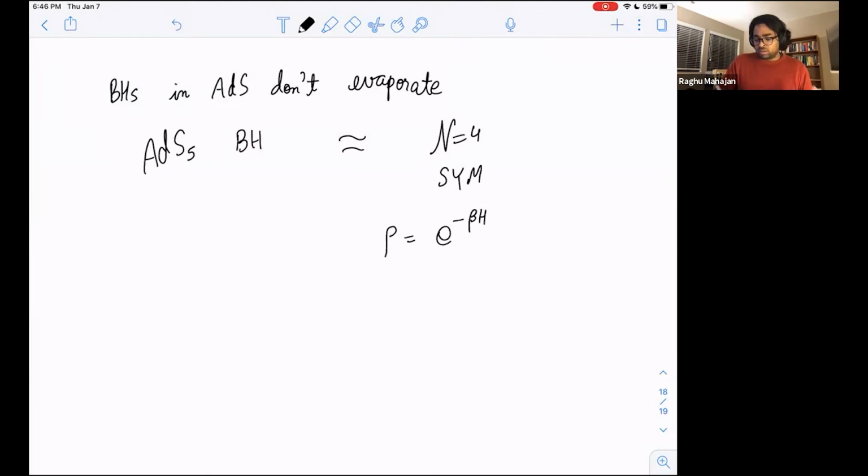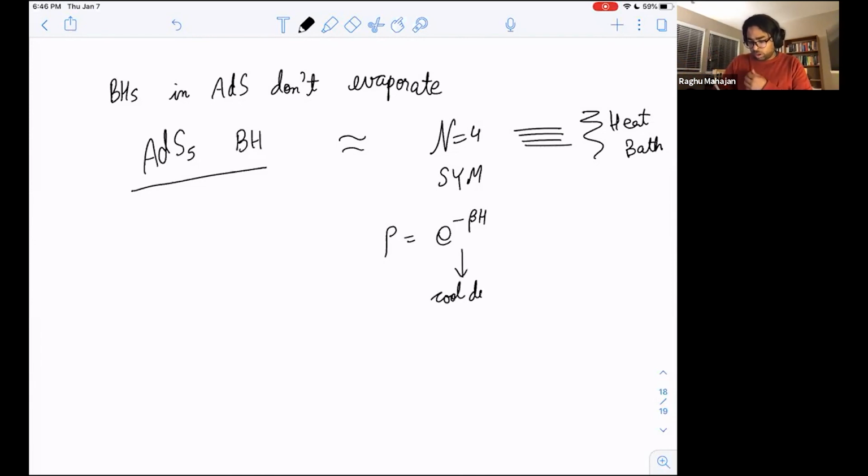Now imagine the way you make this black hole evaporate is to make this N=4 super Yang-Mills talk to some heat bath. If I literally have a system of quarks and gluons and whatever, and I put it in a heat bath and let the heat bath suck the energy out of the N=4 super Yang-Mills, it will cool down. It's hot, but as the heat bath takes away its energy, if the heat bath is colder than the N=4 super Yang-Mills, the super Yang-Mills will cool down. And what that means is that the black hole in AdS will start to shrink.